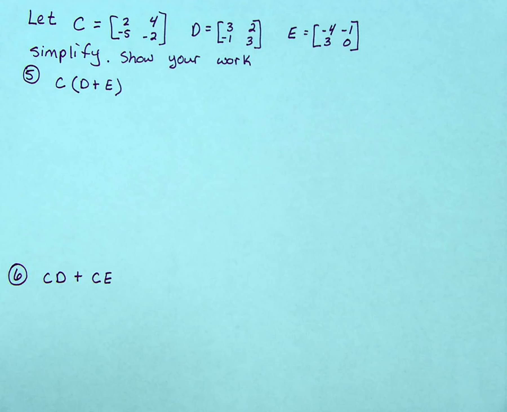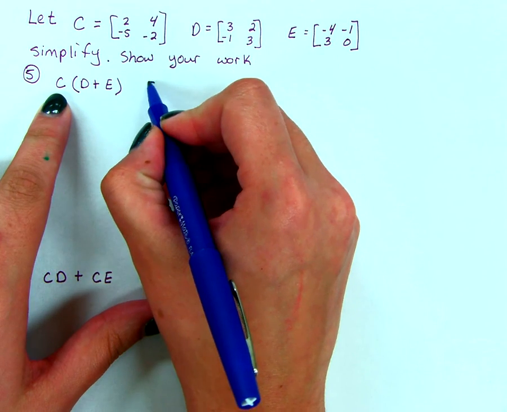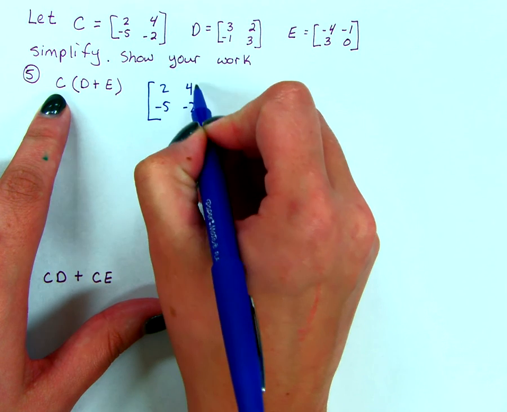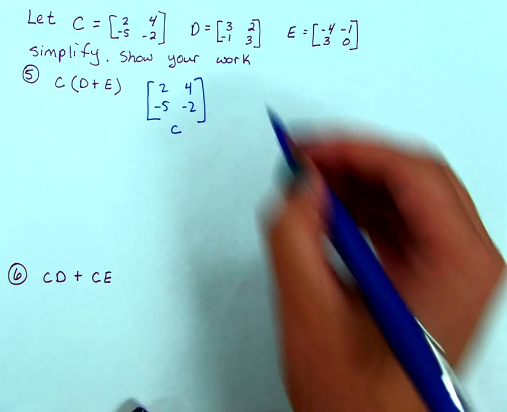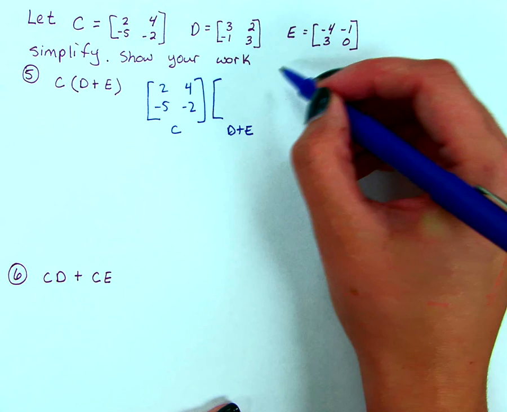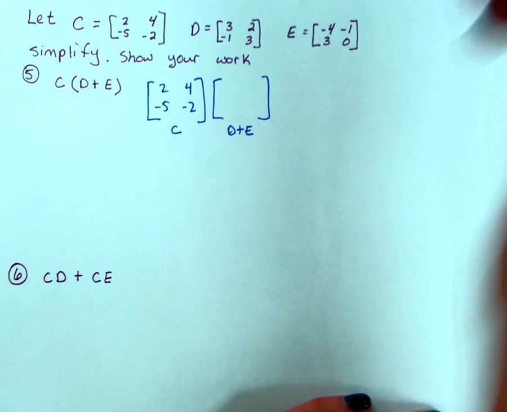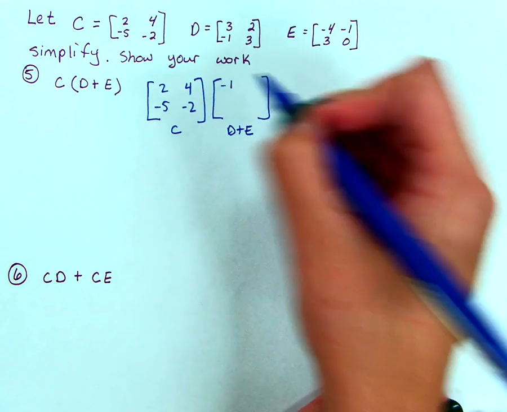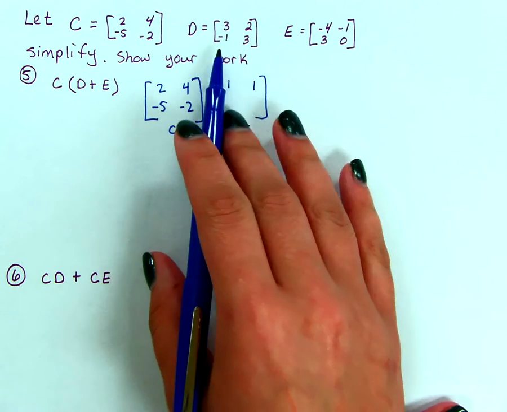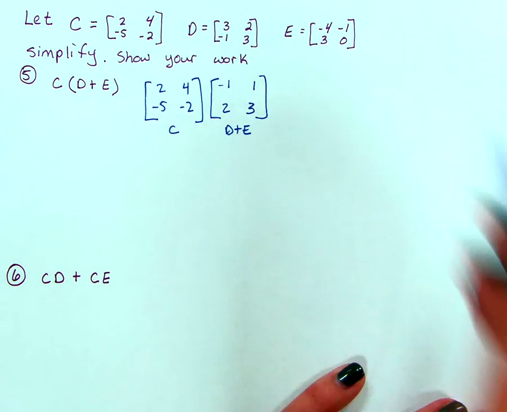Okay. So the first thing that we're going to do is I'm just going to copy down matrix C so that I don't lose that position. So that's going to be 2, 4, -5, -2. Okay, so again, this was C. And then I'm going to write my new matrix when we take D plus E. So remember, we're adding the corresponding positions. So I'm taking 3 plus -4, so that's going to be -1. And then 2 plus -1 is 1. -1 plus 3 is 2. And 3 plus 0 is 3.